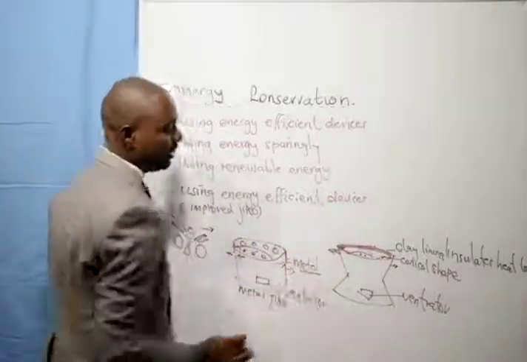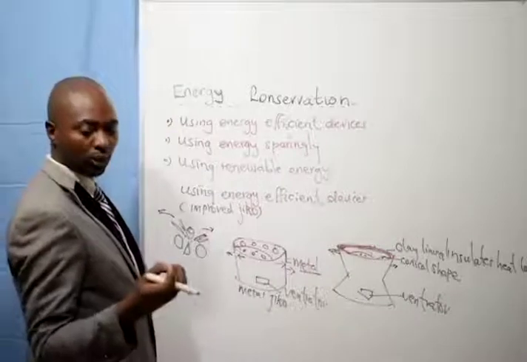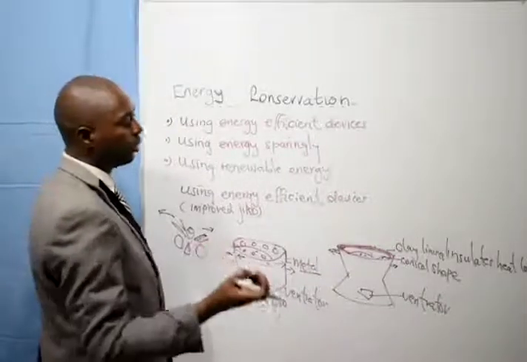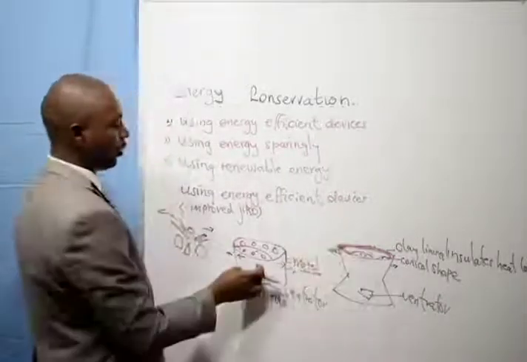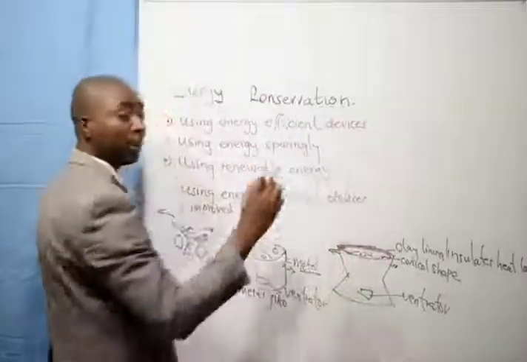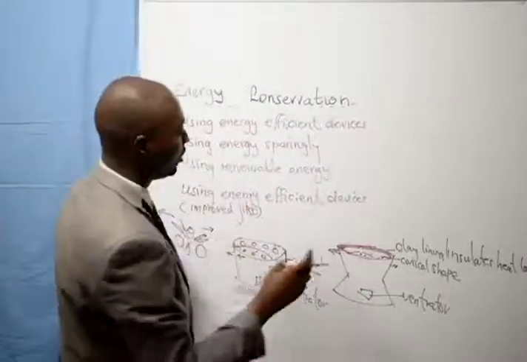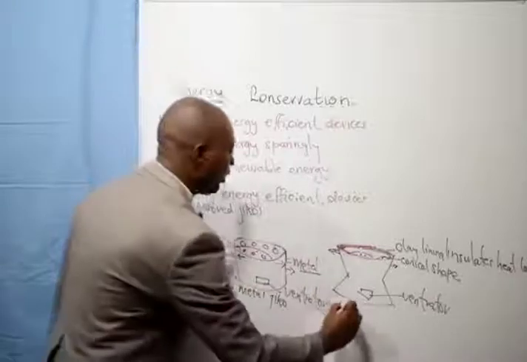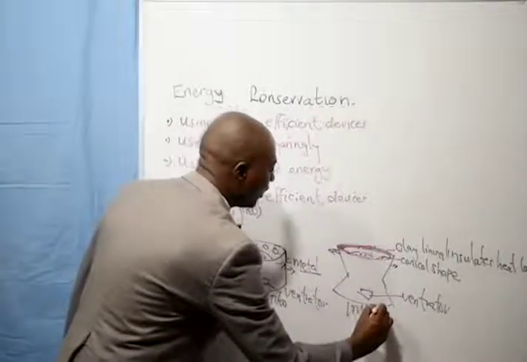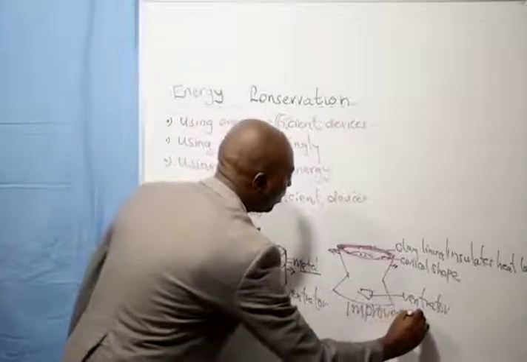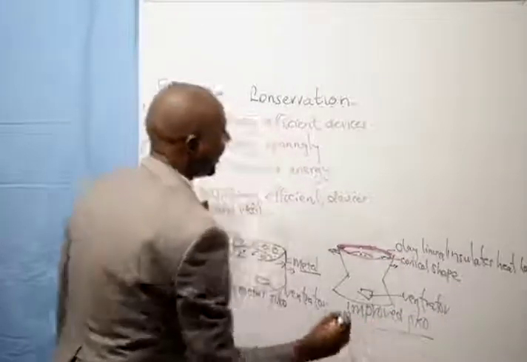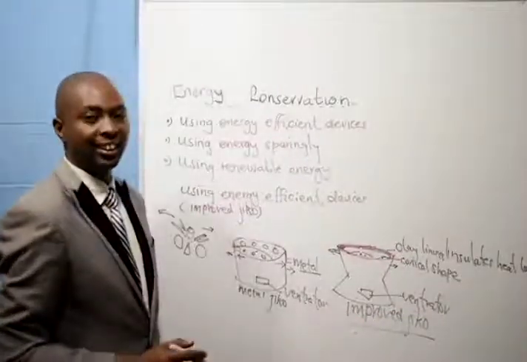You realize that in this jiko, number one, it uses small quantity of charcoal. Number two, it cooks faster than this one because all the heat is used in the cooking instead of lost into the surrounding. And that's what we give the name improved jiko. The name was obtained from the clay lining. The clay lining acts as an insulator.